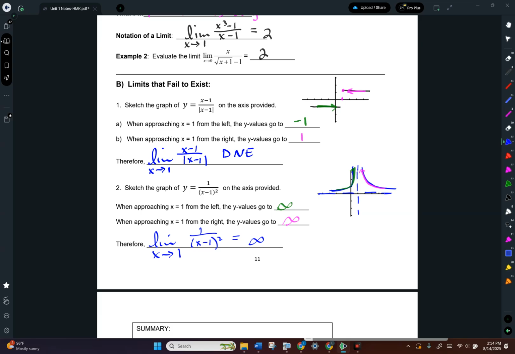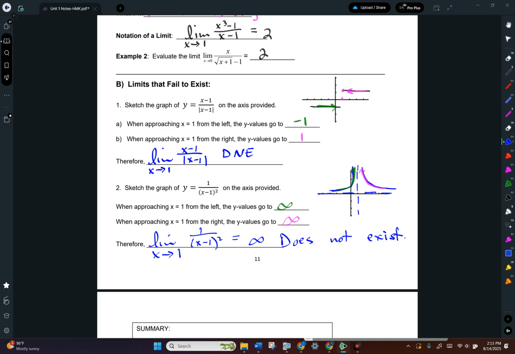I might ask one person, what does infinity mean? And they might say 300 billion. I might ask someone else, what does infinity mean? And they'd say, I don't know, 2 trillion. So infinity is not always equal. Even though we can say infinity, what we really mean is that the limit does not exist.